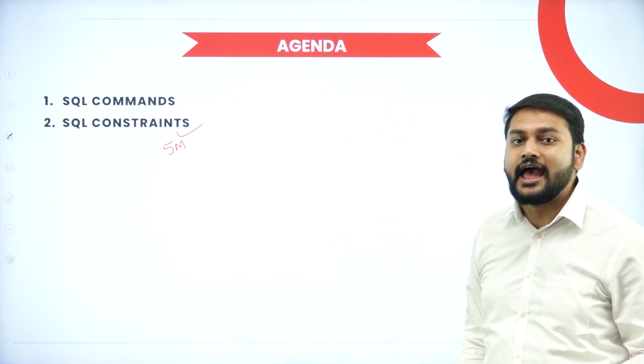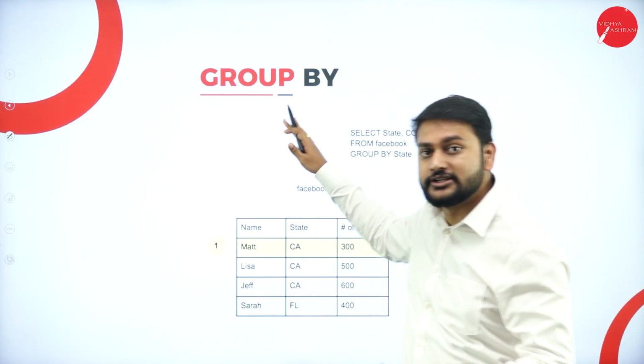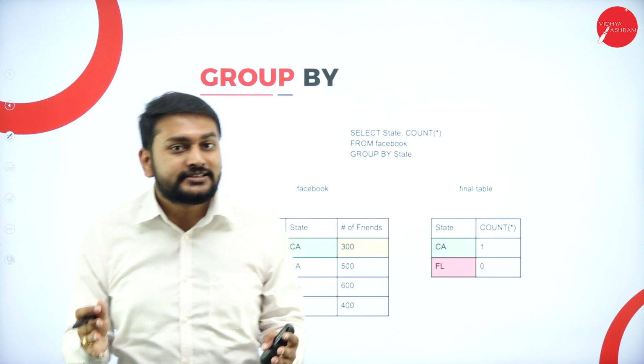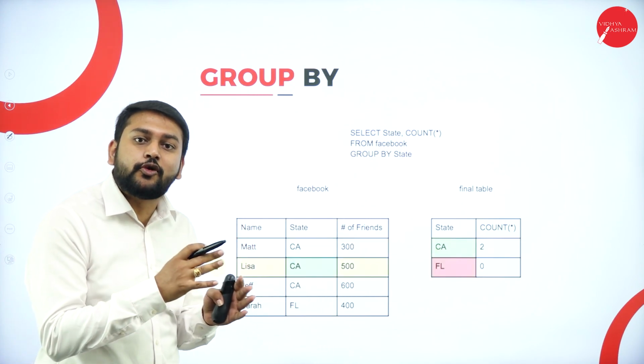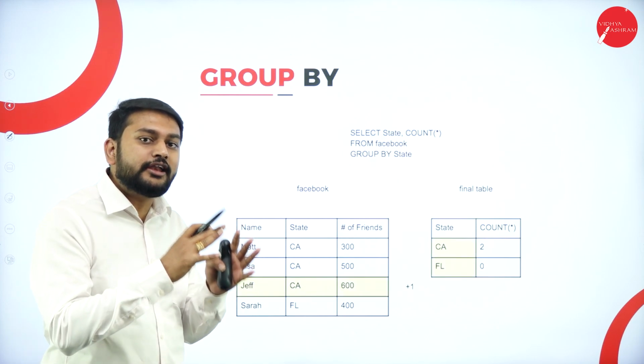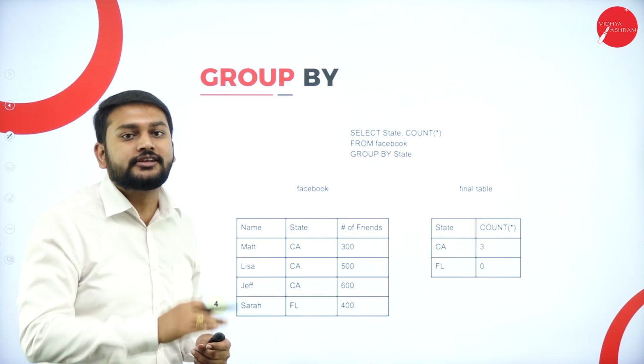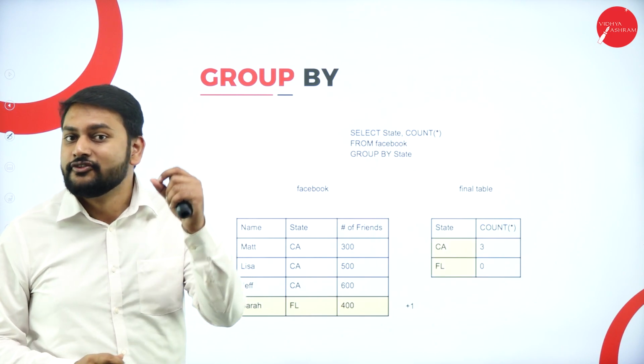What is the first thing that I have? The first one here is group by. Whenever I say group by, we have already discussed a concept called order by. It is also a similar topic which you need to understand. Let me explain this very clearly.